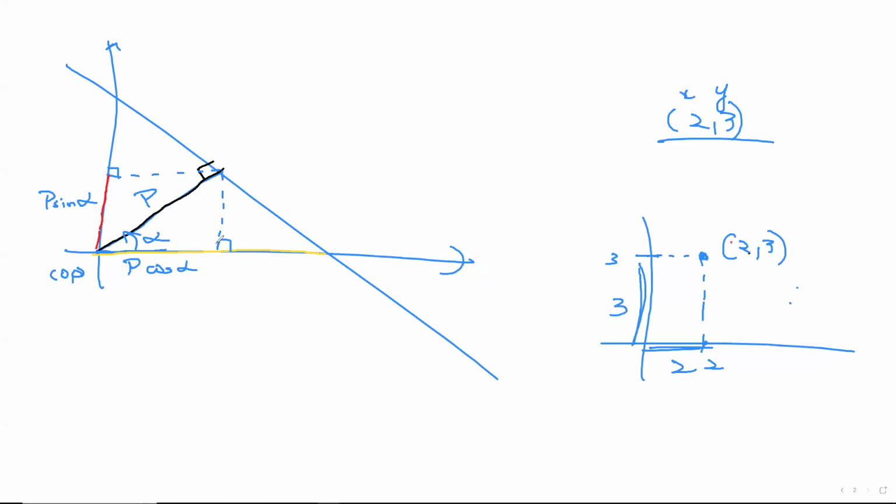Now think for a second. This distance here is P cos alpha. This distance here is P sin alpha. So don't you think this point's coordinate automatically becomes P cos alpha, comma, P sin alpha? Getting it? I'll repeat this. 2, 3 is a point. How do you mark it? 2 on the x-axis, 3 on the y-axis. You will extend lines wherever they meet.